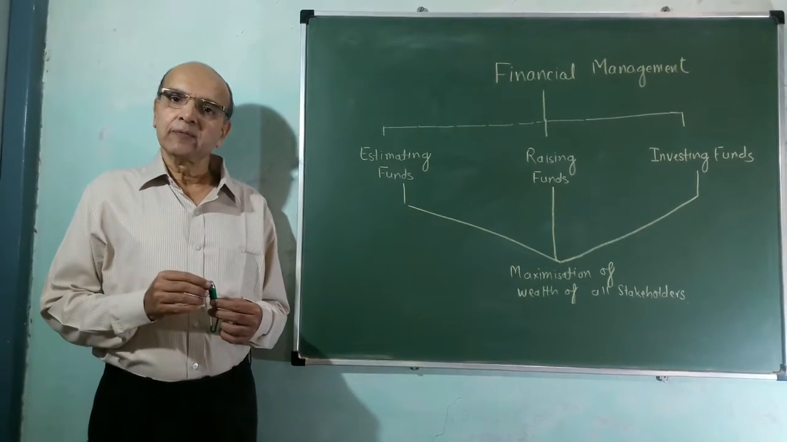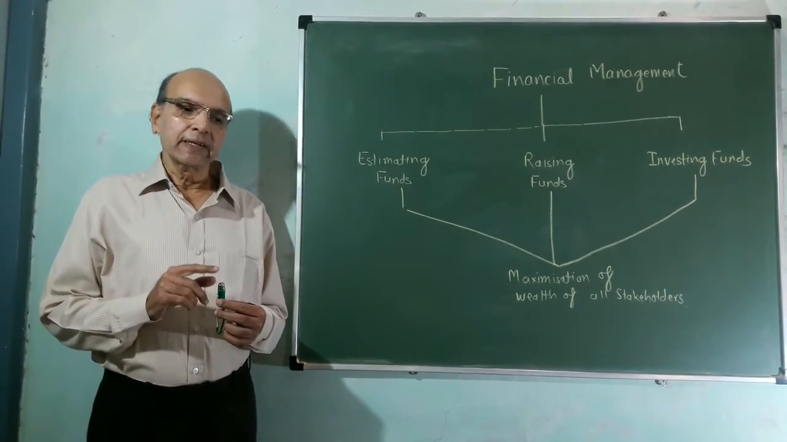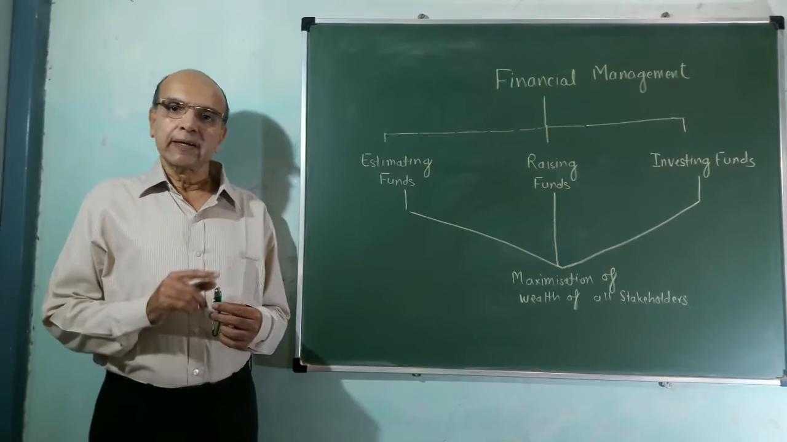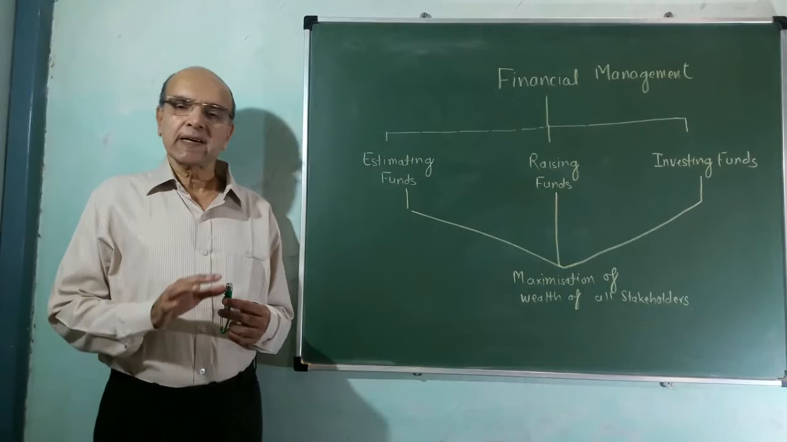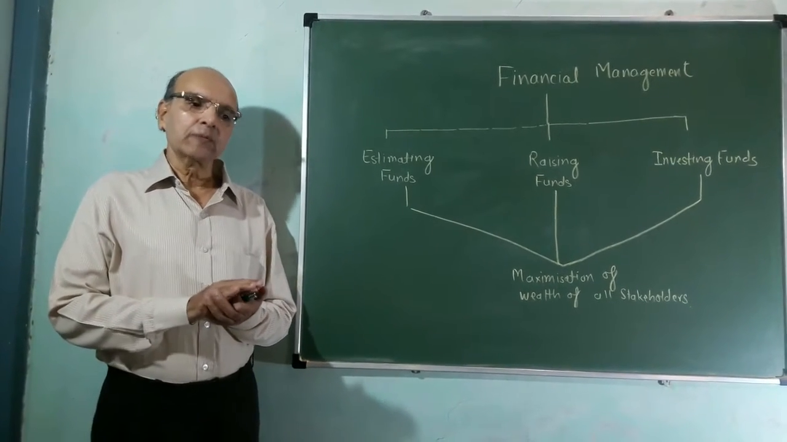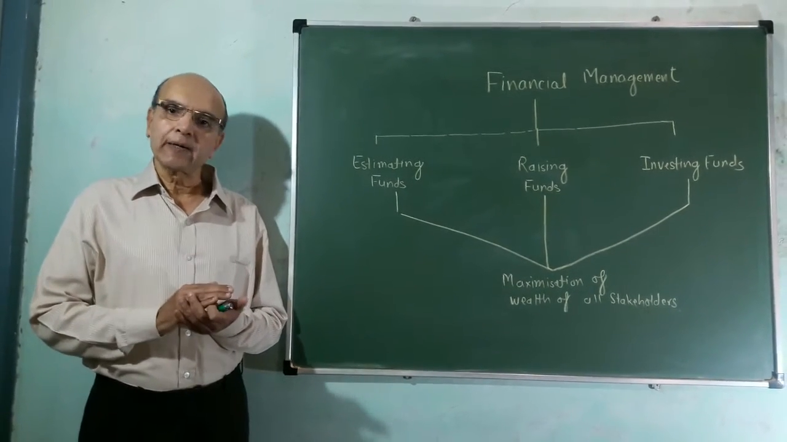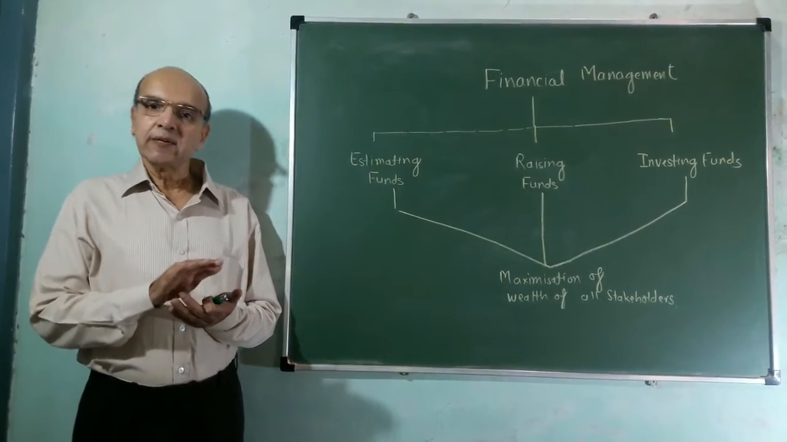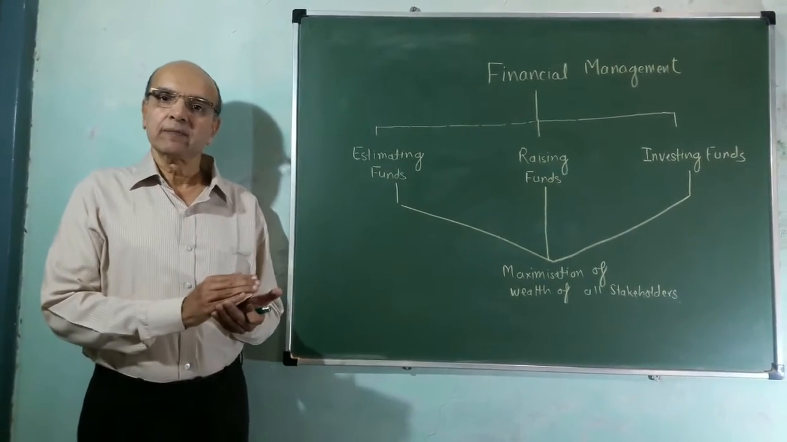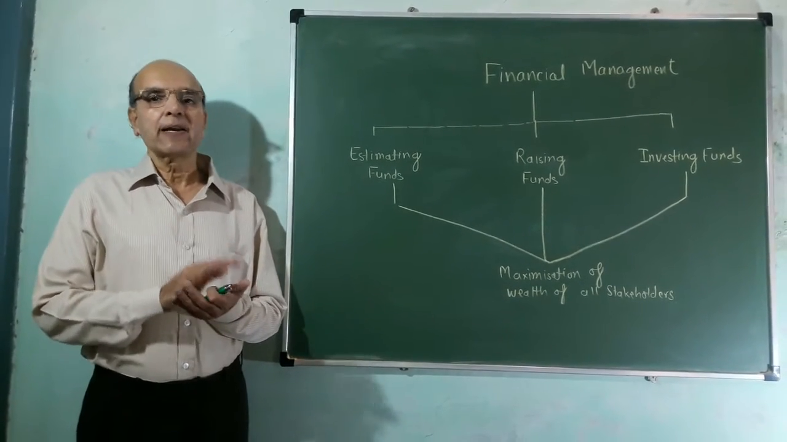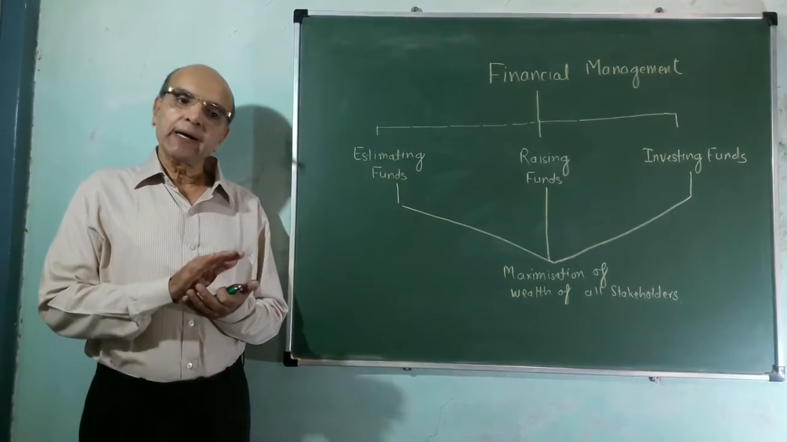A company requires money for expansion. A company requires money for diversification. Similarly, it requires money for day-to-day operations. It requires money for, say, acquiring a new company. Various purposes are there, and for that purpose, one of the important functions of a financial manager is to determine how much funds are required by my company. Once you are able to estimate it, it becomes easy for you to go to the market and raise the funds. So the first part of financial management is estimating the funds that are required by the company in the future.